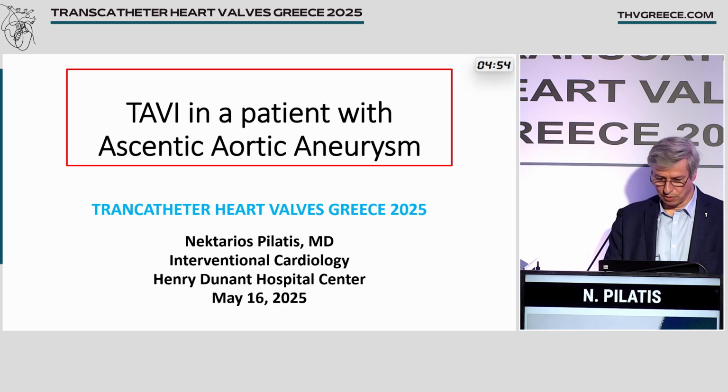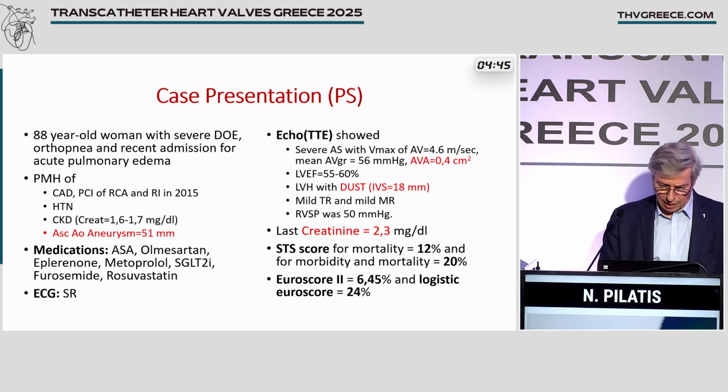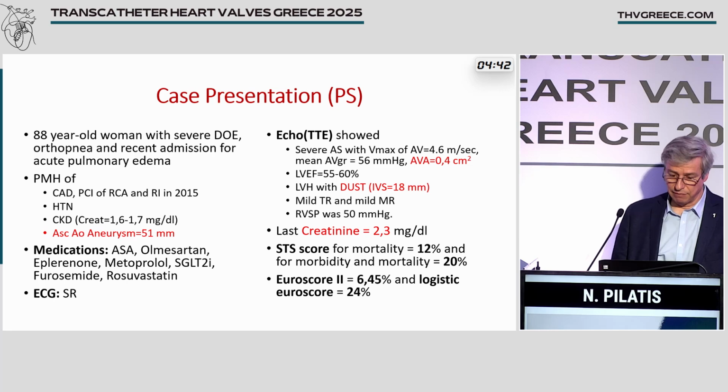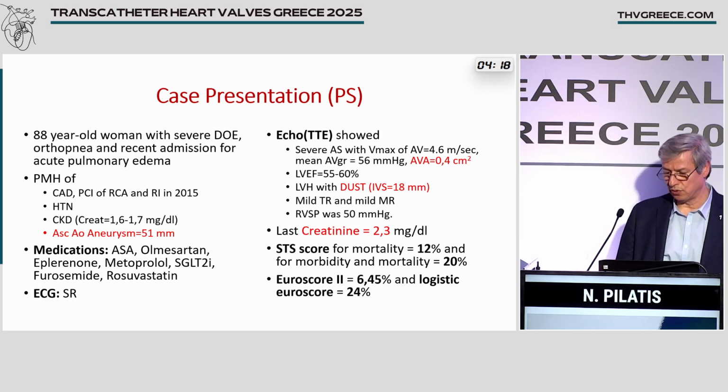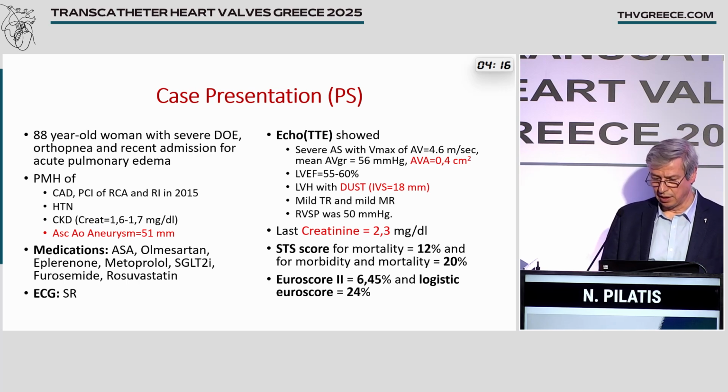In this case, a patient with a severe aortic stenosis and ascending aortic aneurysm. The highlight of this case is that the aneurysm is big for a short patient, a woman, 80 years old with recent pulmonary edema. She also has, besides the severe aortic stenosis, chronic kidney disease with a last creatinine before she came at 2.3 and distal upper septum thickening.